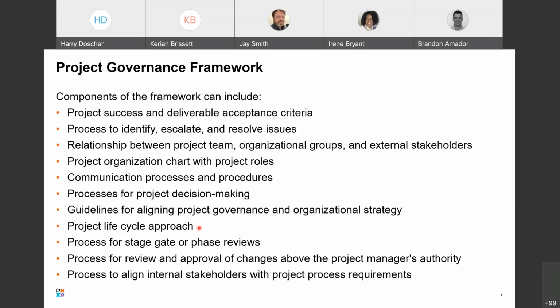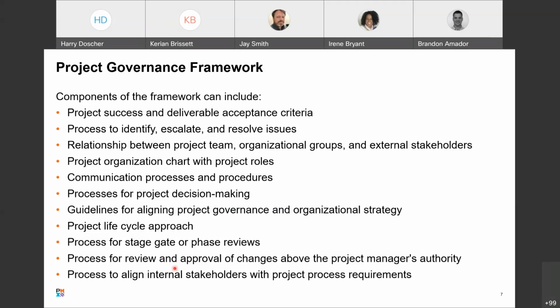And then the project lifecycle approach, you need to document how you're doing it. Is it going to be waterfall? Is it going to be agile? Is it going to be Scrum based? Is it going to be rapid design, rapid implementation, things like that? Your process for stage gate or phase reviews. Who needs to be invited? How do you do it? When do you do it? What are the deliverables? And a process for review and approval of changes above the project manager's authority.